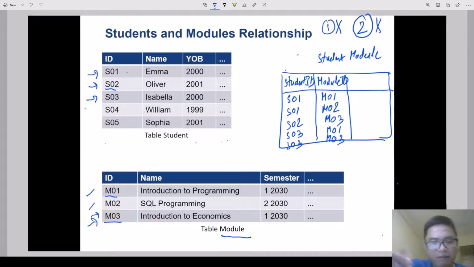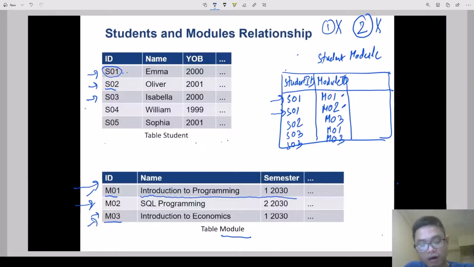So let's say that from a given student ID, can we retrieve the module or not? For example, given S01 in here, given student ID S01, I can retrieve the respective module IDs. So this is this and this. From M01 and M02, I can retrieve all the attributes of the module. You see? Alright, so that's good. Given a student ID, I can retrieve the respective modules.